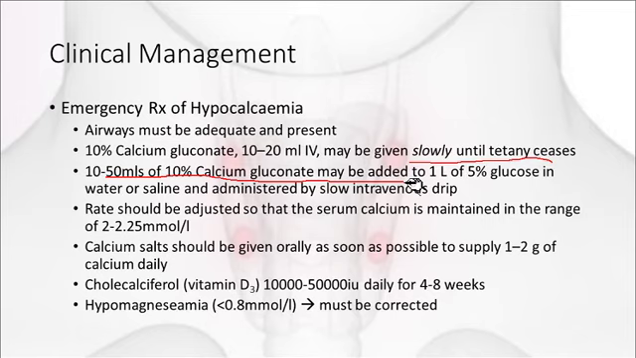The rate should be adjusted so that the serum calcium level is maintained in the range of 2 to 2.25 millimoles per liter, and calcium salts should be given orally to supply 1 to 2 grams of calcium per day. The patient will also require calciferol of 10,000 to 50,000 international units daily for the first 4 to 8 weeks. And hypomagnesemia of less than 0.8 millimoles per liter must also be corrected using magnesium.